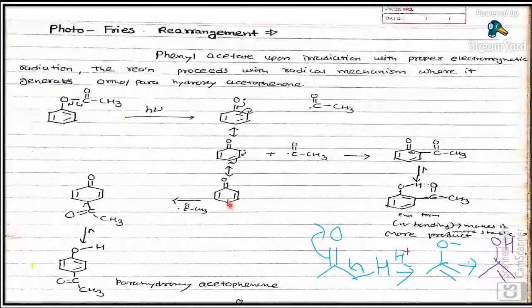Now the second possibility is that this radical can combine with this radical, and one of the radicals will open at the para position. So you will get this type of structure. Now the radical will be at the para position. At the para position, the COCH3 will join itself and form this structure. Again, this is the keto structure, and you just write it in the enol form to get the stabilized product. But between ortho and para, the ortho product will be in more yield as compared to the para product. So this is the ortho hydroxyacetophenone and this is the para hydroxyacetophenone.